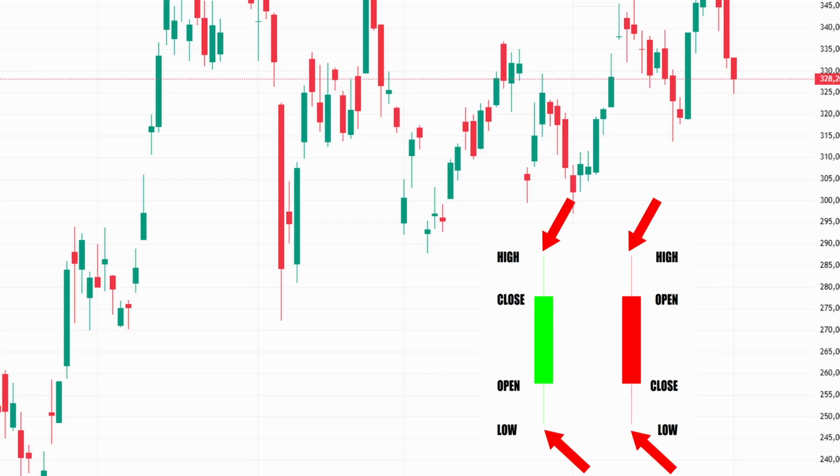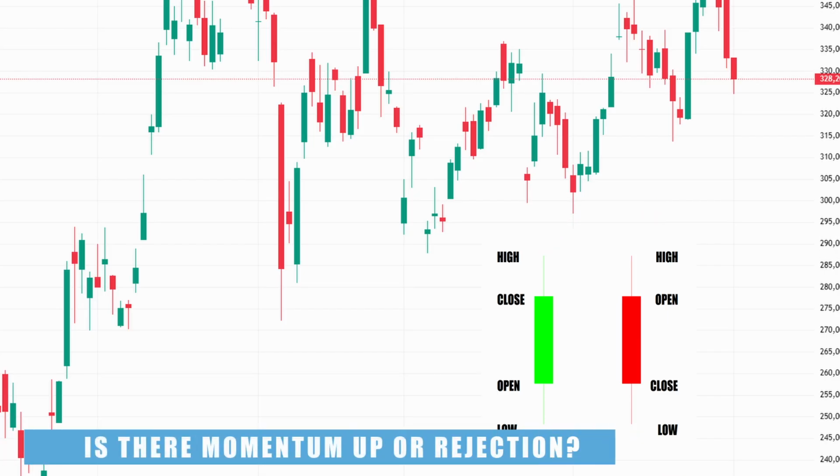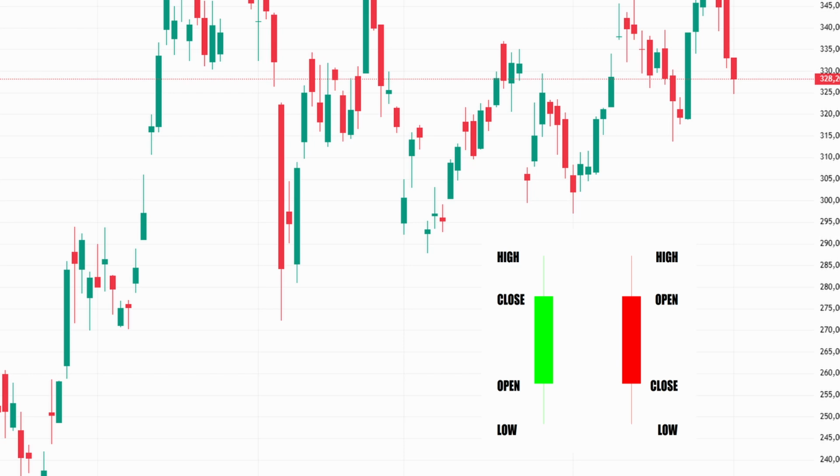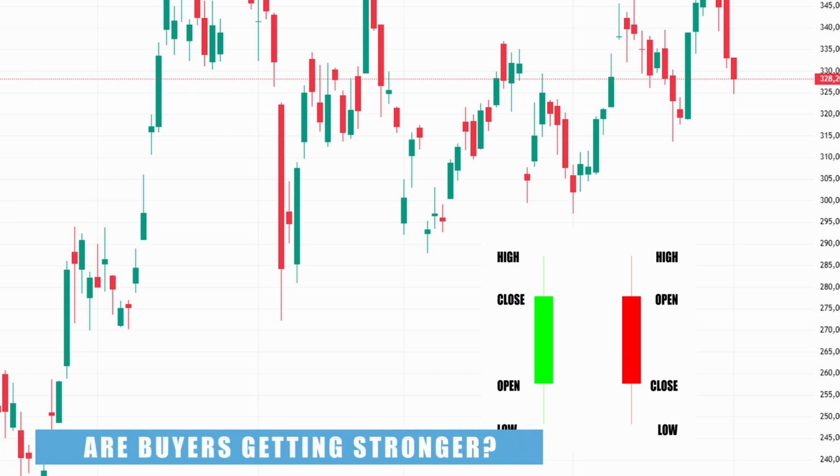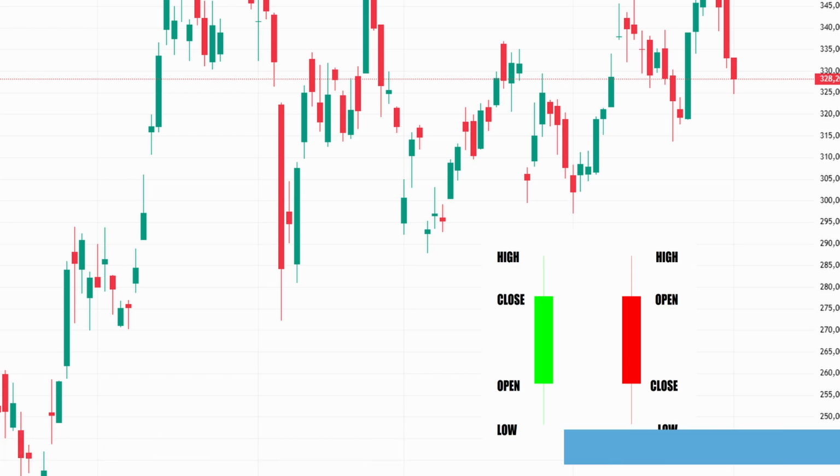Those little wicks right here sticking out of the candle, they're just as important. They show you rejection. Think of it like the price just tried to go up there but got slammed right back down. Or it tried to go lower but buyers pushed it back up. You don't need to overcomplicate it. Start by asking yourself, is the candle showing momentum up or rejection? Or you can ask yourself, are buyers getting stronger or running out of steam? I literally do this every single evening when I prep my swing setups and I post in the Discord.